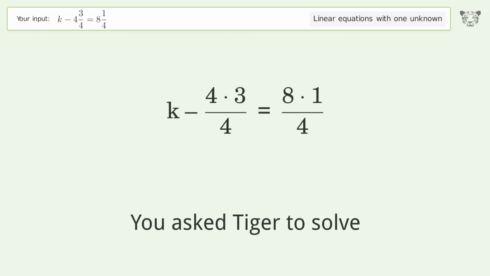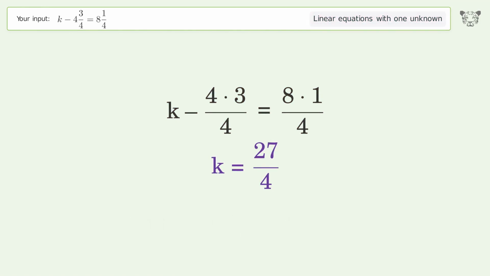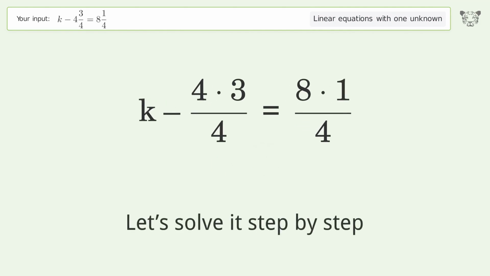You ask Tiger to solve. This deals with linear equations with one unknown. The final result is k equals 27/4. Let's solve it step by step.